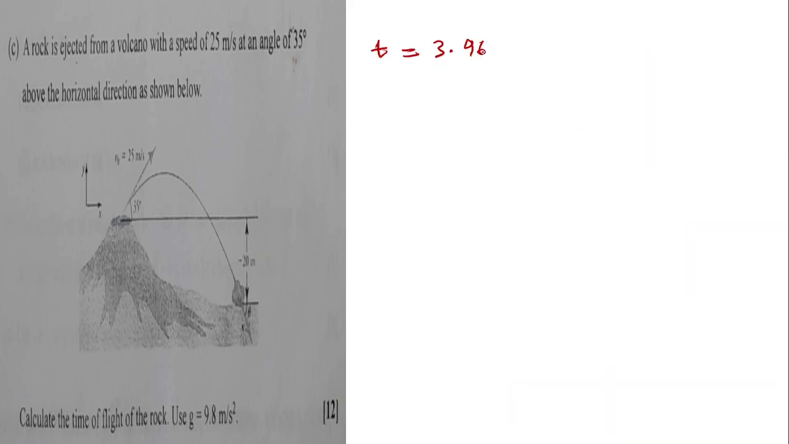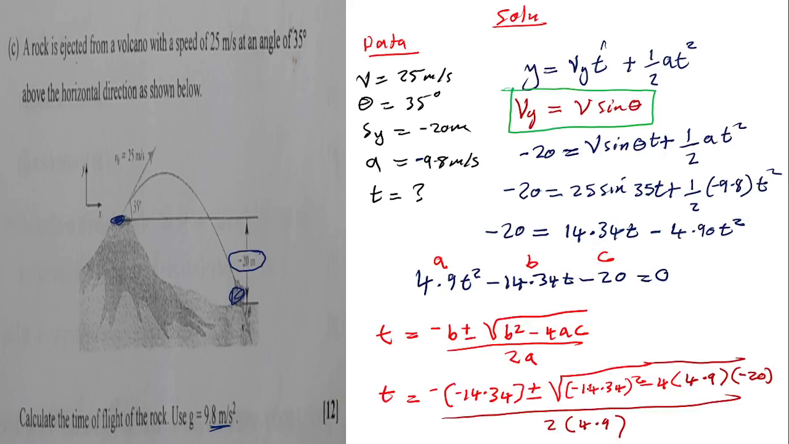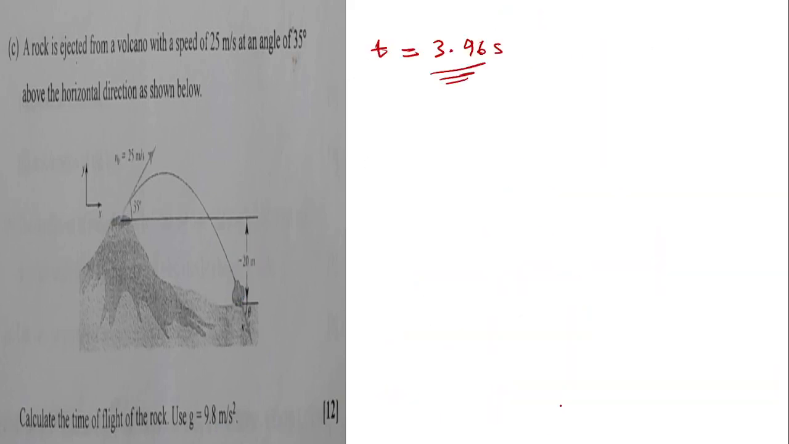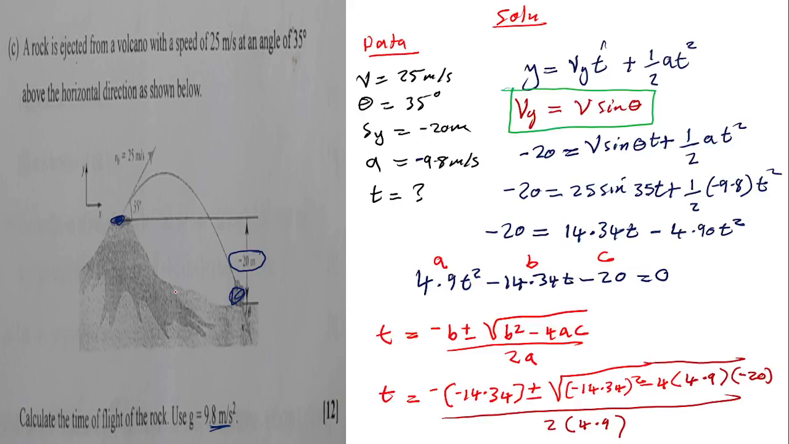3.96 seconds. When you enter all these details on your calculator, your final answer has to be time is equal to 3.96 seconds. So this is the time which it took for this object to reach the ground. So that was the final answer for this particular question.